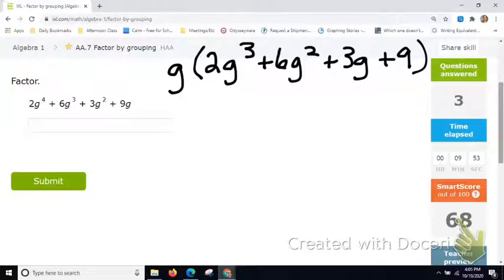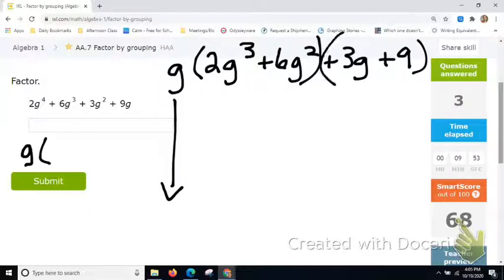So that first g, I already know he's going to be on the outside by himself. So I'm going to just bring that down personally in my writing, and then I'm going to move these two things in groups. Now these first two, what they still have in common would be 2g to the second. So I'm dividing these first two by 2g to the second. I get g plus 3.